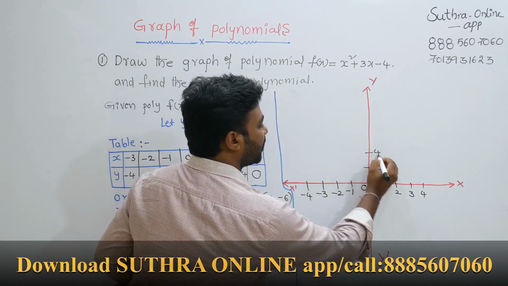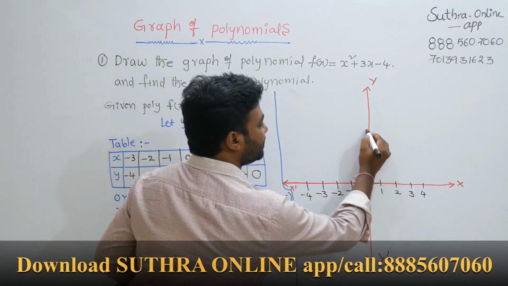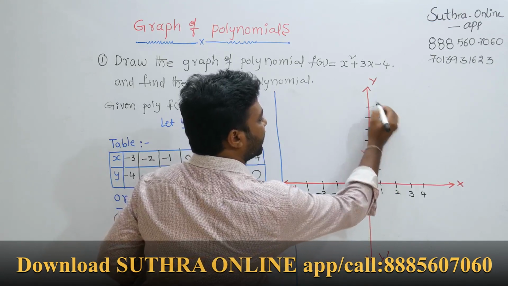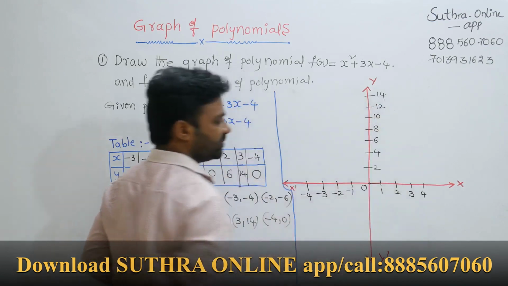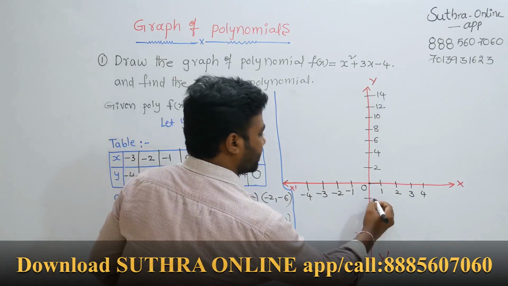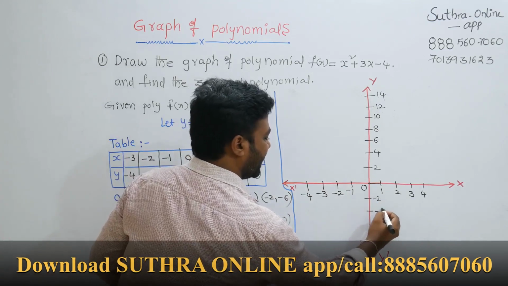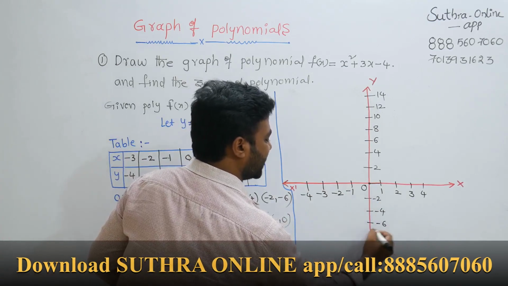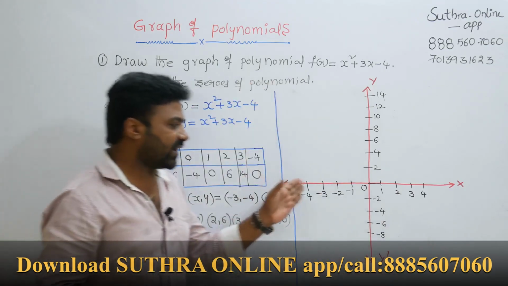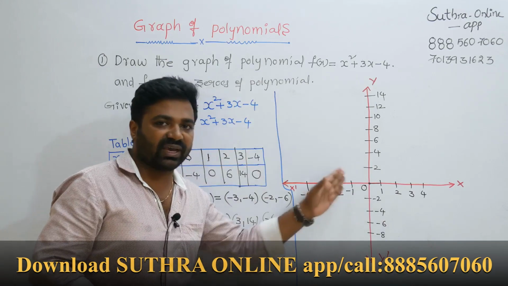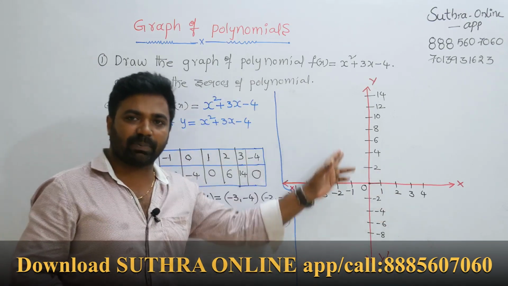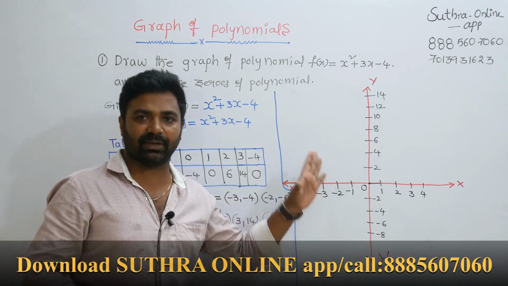Next 4. Next 6. 8. 10. 12. So it is 14. Same on the negative y axis. So it is minus 2, minus 4, minus 6, minus 8, like that we can take. So now after the x and y axis we can take units on the x-axis and the y-axis. So how to take it is very important.